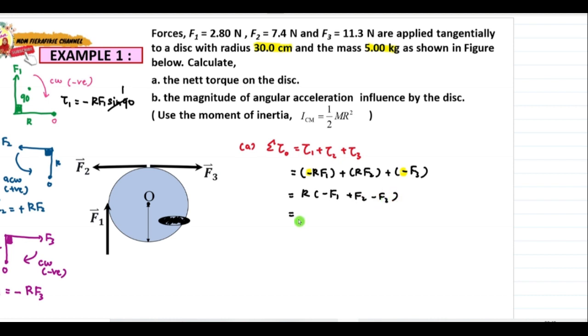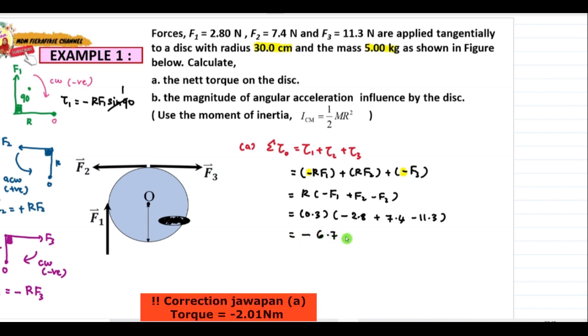So substitute R that is given, which is 0.3 meter. Convert to meter. Okay, negative F1 is 2.8 plus F2 7.4 minus F3 11.3. Therefore, you will get the total torque on the disc is equal to negative 6.7 Newton meter. Don't get the unit wrong. And look here, the answer is a negative value. It means that the direction of the rotation for the pulley is in clockwise direction.